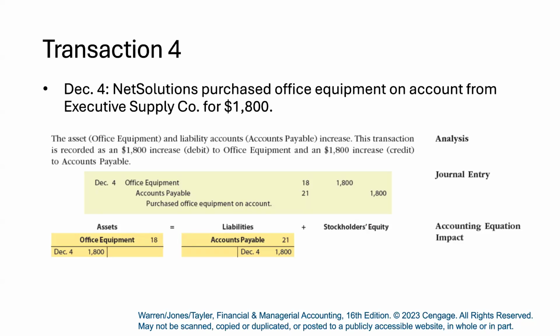Accounts payable liability is also going to increase, and liabilities increase with a credit. There's our journal entry, and then to post it to our accounts, we just show the debit, the office equipment, and the credit to liabilities.